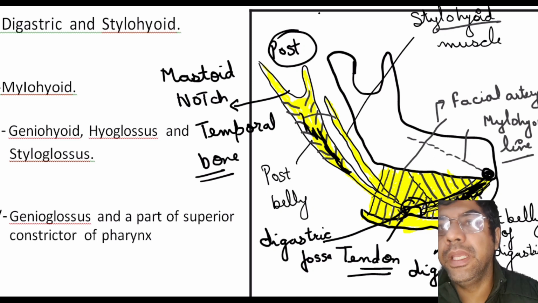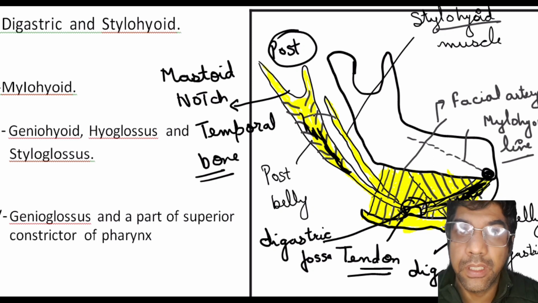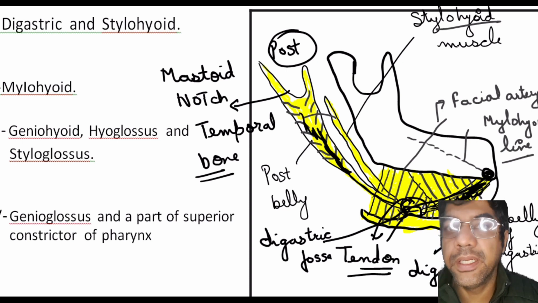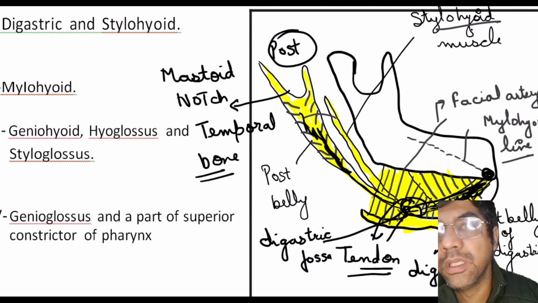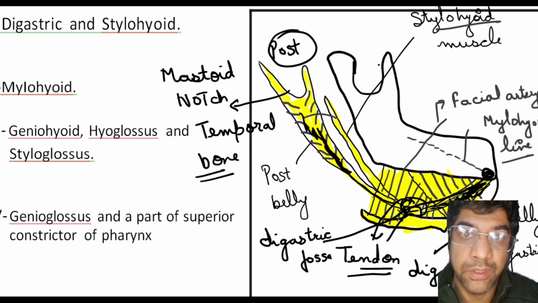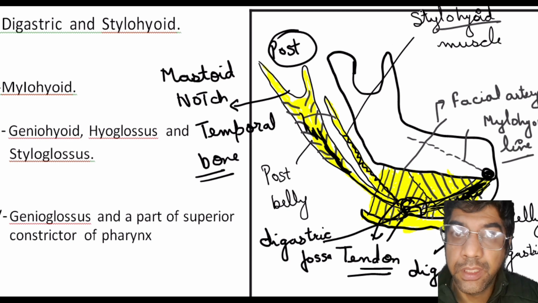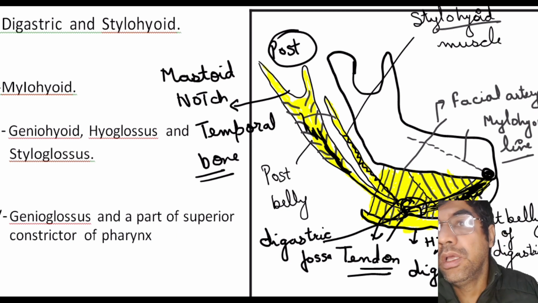Now both bellies meet at a common tendon. So this posterior belly and the anterior belly meet here at this common tendon. This tendon goes through the stylohyoid muscle. Remember, this one is the stylohyoid muscle, to attach to the hyoid bone. Right.